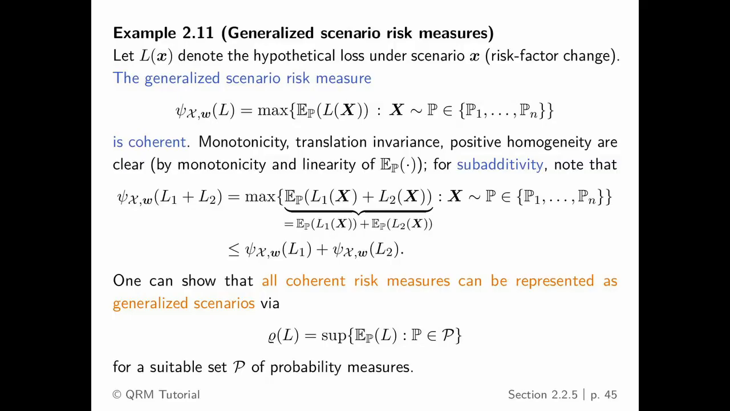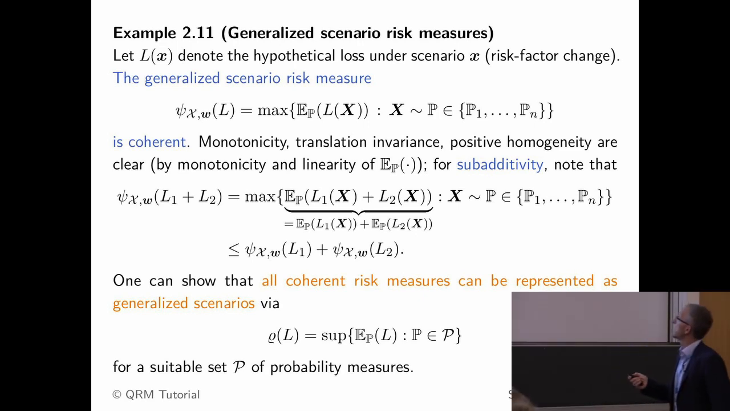An example for a coherent risk measure we've already seen. That's this generalized scenario risk measure from before, where we have the hypothetical loss under certain scenarios, and we say it's the maximum of the expected value of these losses under a certain set of probability measures. To check that this is really sub-additive, you simply use the fact that the max of a sum is smaller than the sum of the maxes, and that's the reason that drives that.